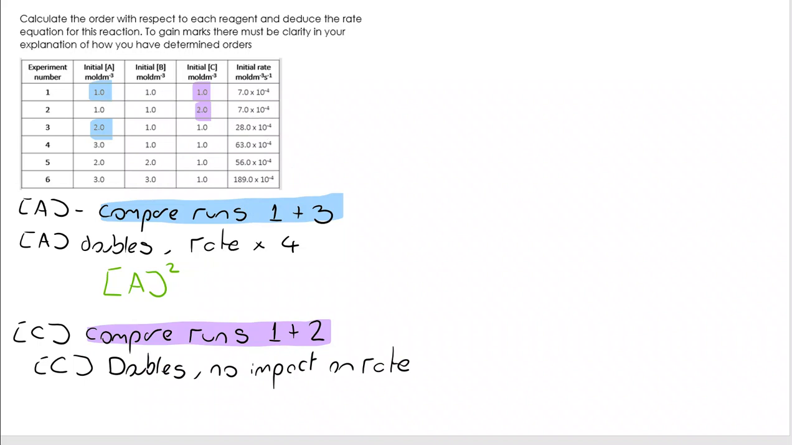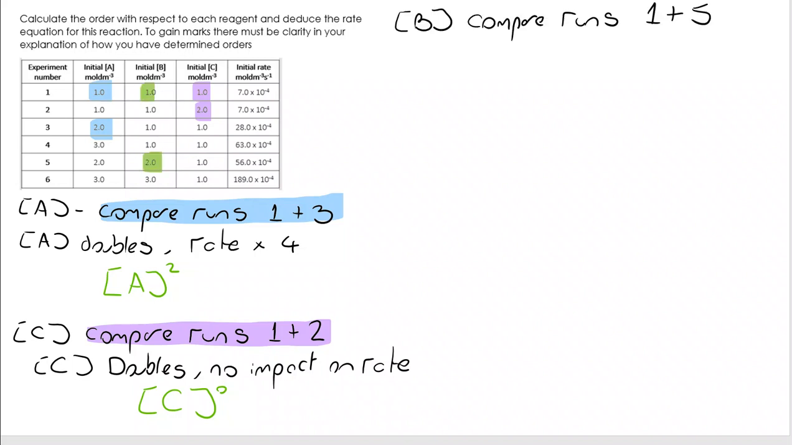Now that tells me it's zero order, so C to the power of 0, which I won't include because you'll remember from the last video and from your wider reading and learning that anything to the power of 0 is equal to 1. So that leaves us with B.